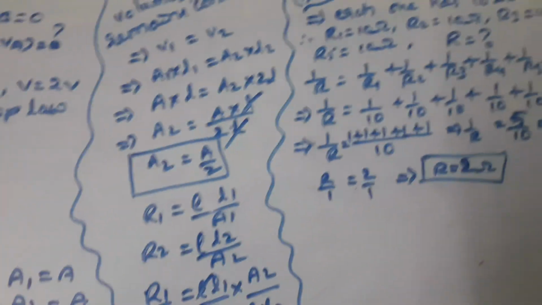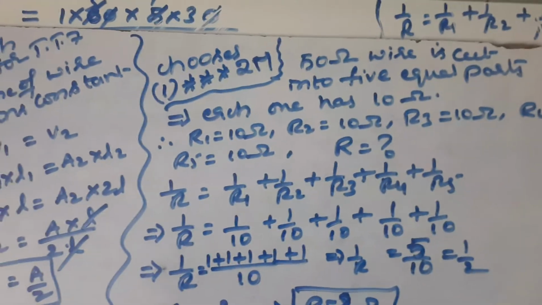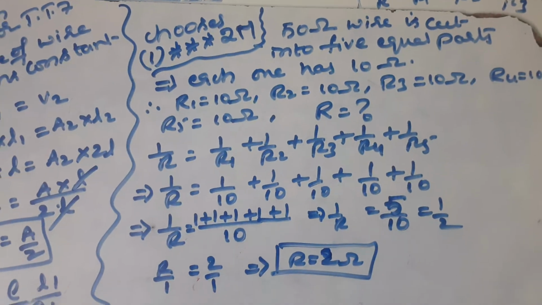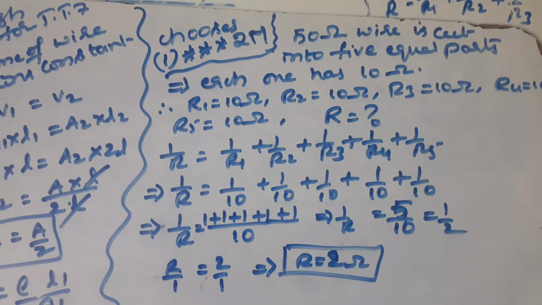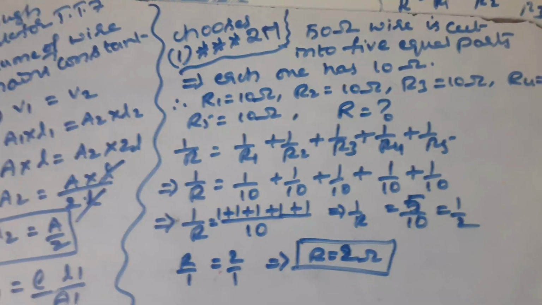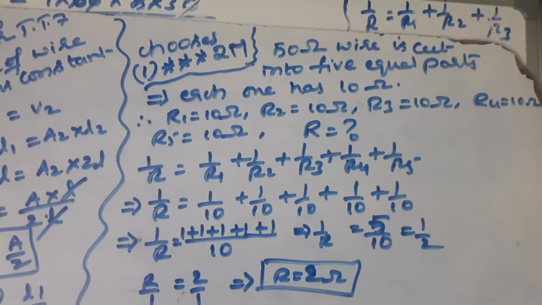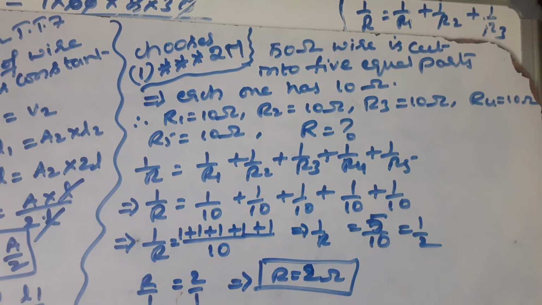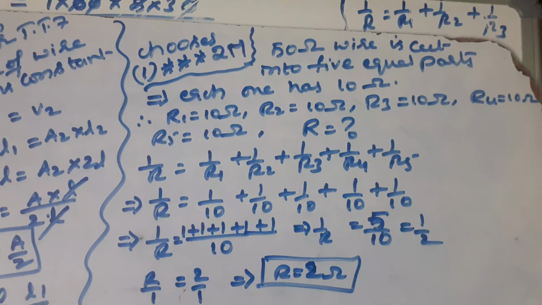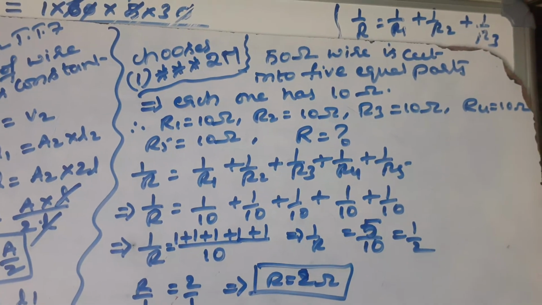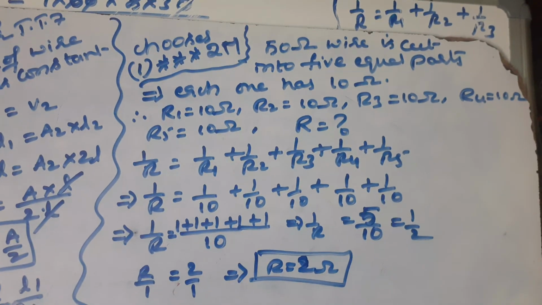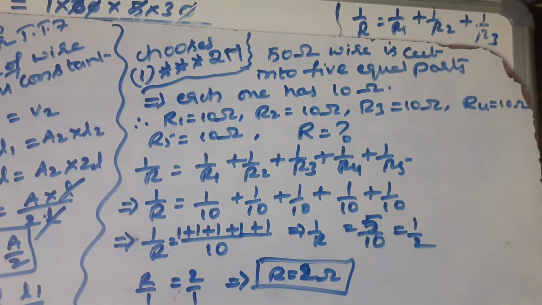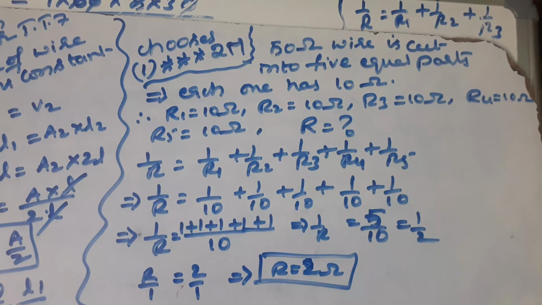Next, multiple choice question number 1, students. It is the most important for 2 marks. Even though it is a bit of a problem, it is important for 2 marks. A 50 ohm wire is cut into 5 equal parts. It means that each wire has 10 ohms. 50 divided into 5 equal parts, students. So each wire has 10 ohms.